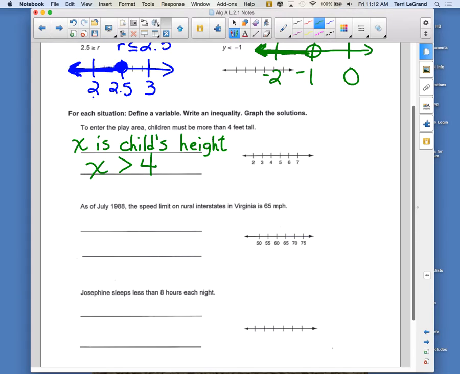How about equal? Can the child be 4 feet tall? No, it doesn't say that. It says must be more than 4. Can they be 4? No, so we can't include the equal to bar. So we're gonna put our open circle at 4, and we're not gonna shade it in because a 4-foot tall kid can't go in here, sorry. But all the kiddos that are more than 4 feet tall can.